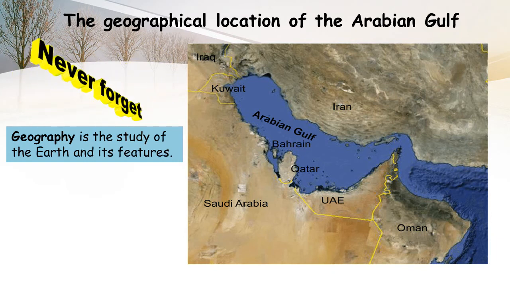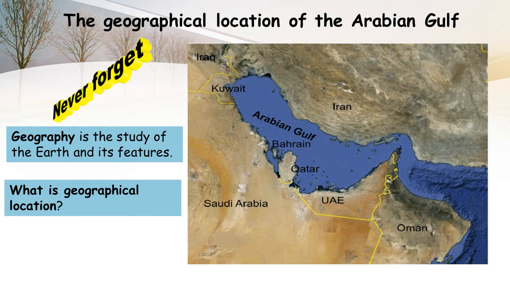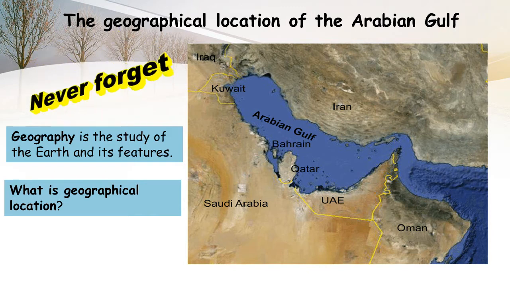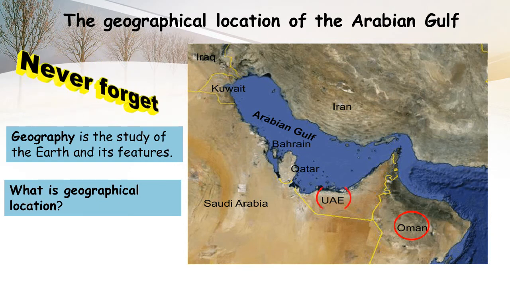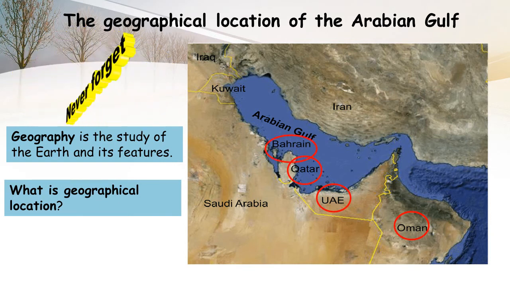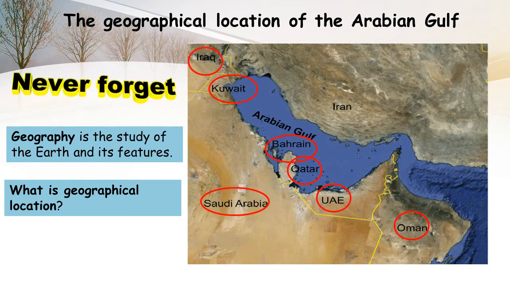And now when you say geographical location, it refers to the position of a certain place on the earth. And here we have an example of a map that shows the countries bounding the Arabian Gulf. So we have Oman, United Arab Emirates, of course we have Qatar, Bahrain, Saudi Arabia, Kuwait, and Iraq.